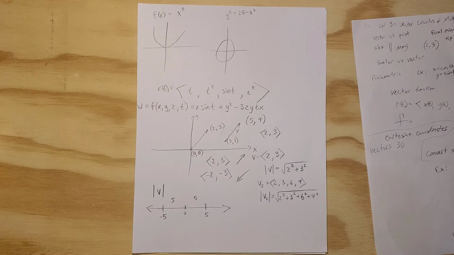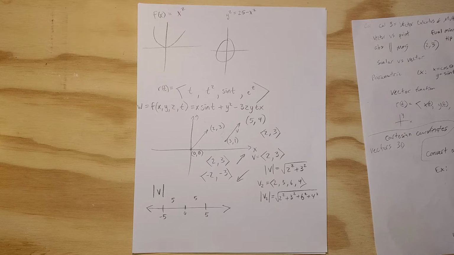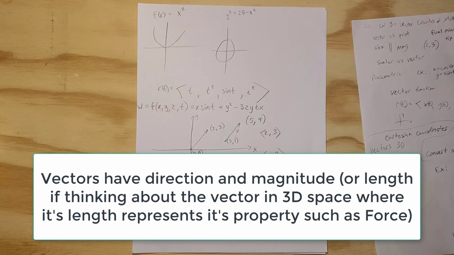Some examples of scalar values or scalar functions are speed, work, power, voltage, temperature, density, or mass. Some examples of vector values or vector functions are displacement, velocity, acceleration, force, or momentum.